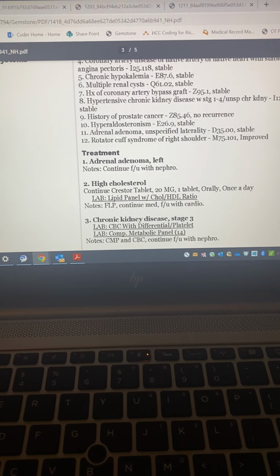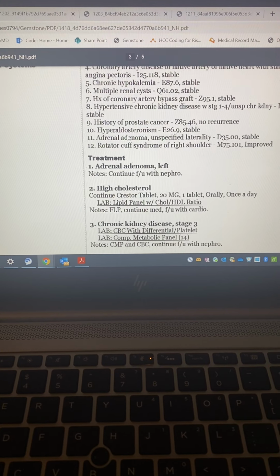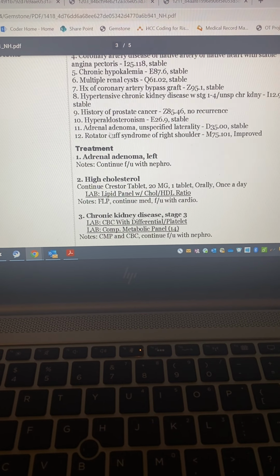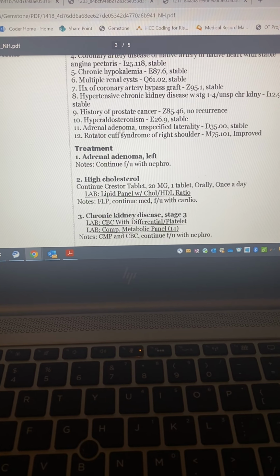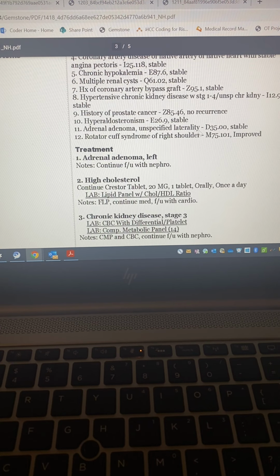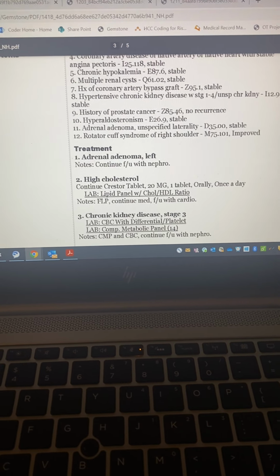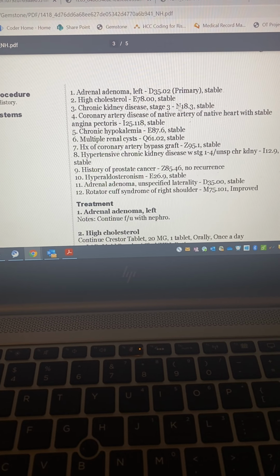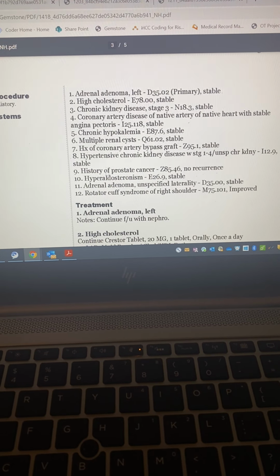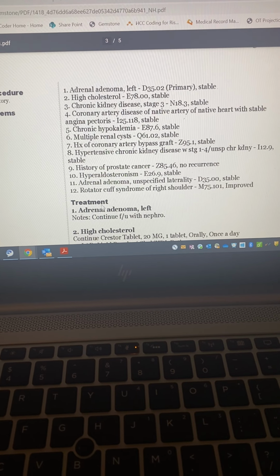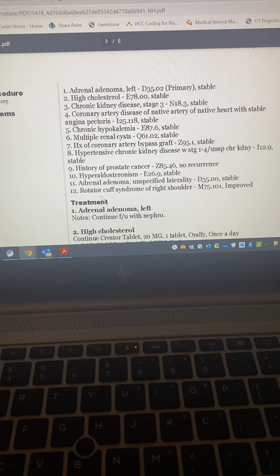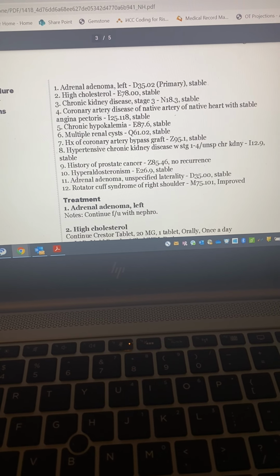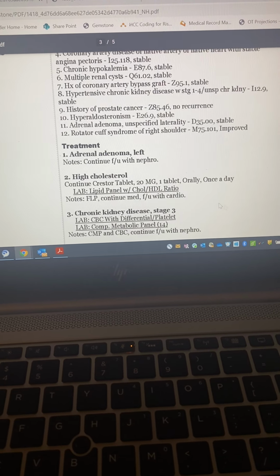We have the history of the prostate cancer. We have the hypoaldosteronism. We have the adrenal adenoma, and you see where it says down here, unspecified laterality, but up at the top, let me show you again, it told us on the left side. That's why I say you can't always go by the assessment. So now we also talked about in the HPI, the rotator cuff syndrome of the right shoulder. Here it is. So now we're talking about the treatments.